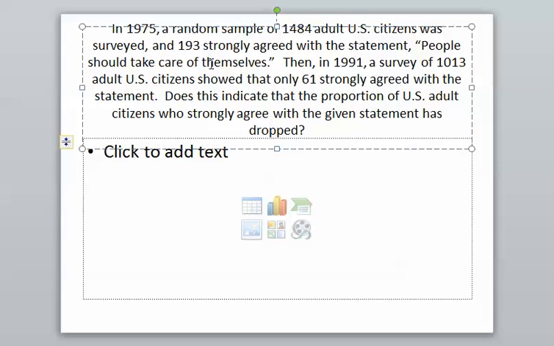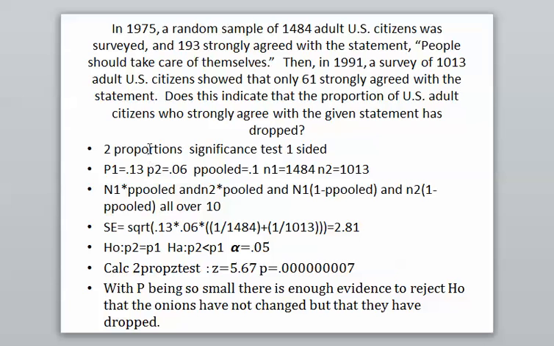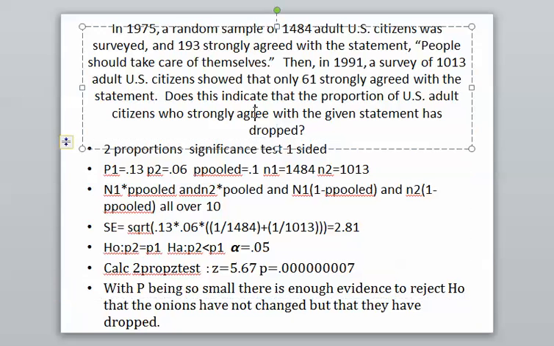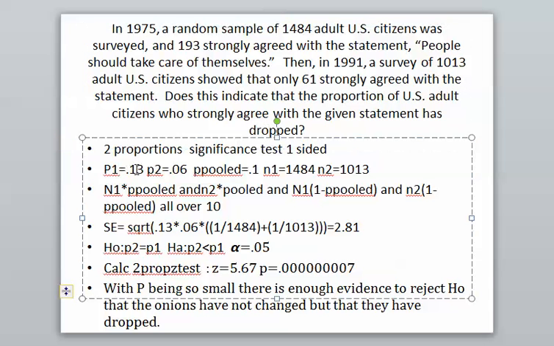Well, we are now looking at two samples. You can see we have a sample in 75 and a sample in 91. So that is a two sample test. Two different proportions that we're going to be looking at. Okay? And it is a one-sided test. Why is it one-sided? Because we're looking to see if the strongly agree has dropped. Okay? So my P1 is 0.13. My P2, 0.06. My pooled proportion is 0.1.